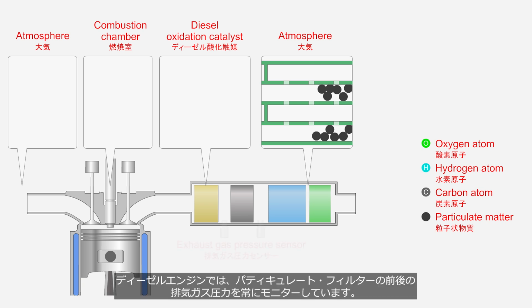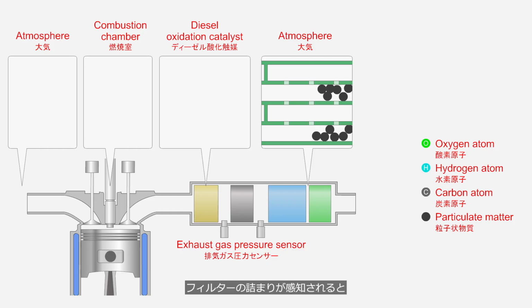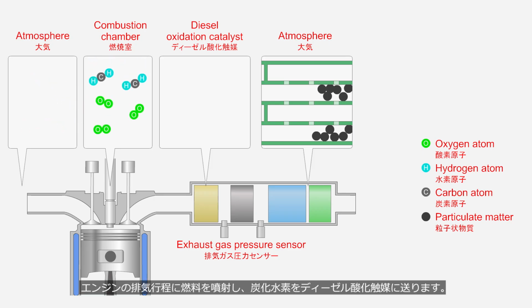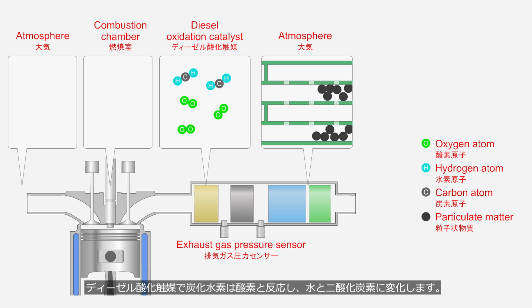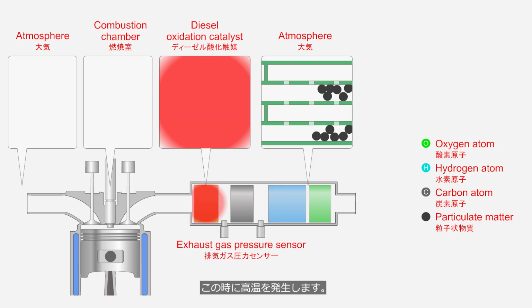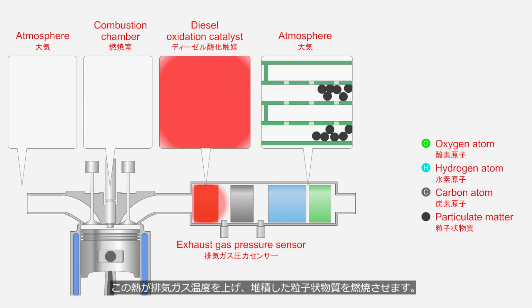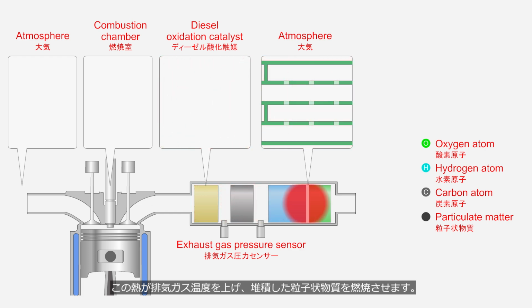In diesel engines, the exhaust gas pressure upstream and downstream of the particulate filter is constantly monitored. When a clogged filter is detected, fuel is injected during the engine's exhaust stroke, sending hydrocarbons to the diesel oxidation catalyst. In the diesel oxidation catalyst, hydrocarbons react with oxygen and are converted into water and carbon dioxide, generating high temperatures in the process. This heat increases the exhaust gas temperature and burns off the accumulated particulate matter.